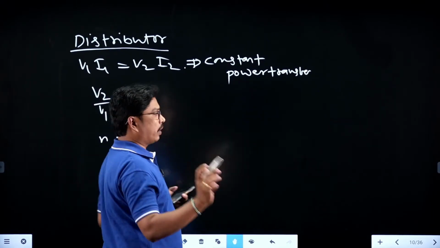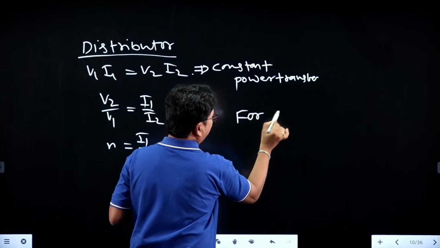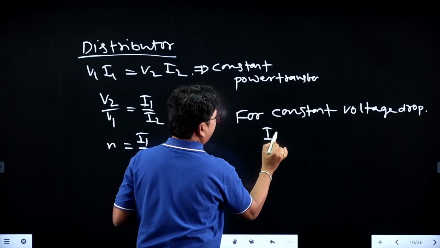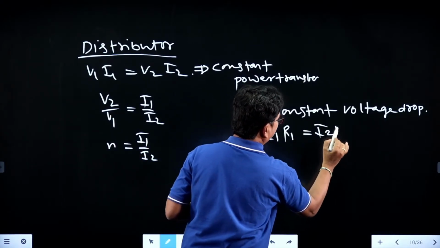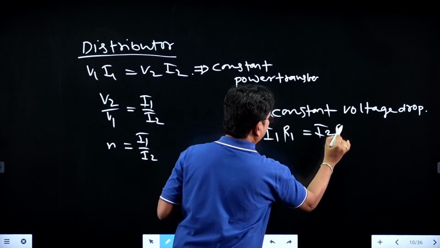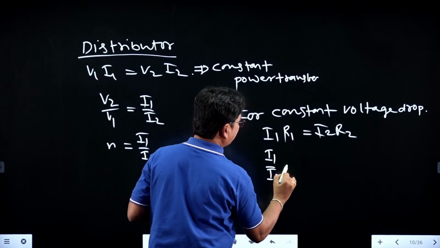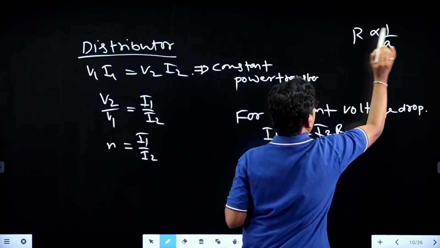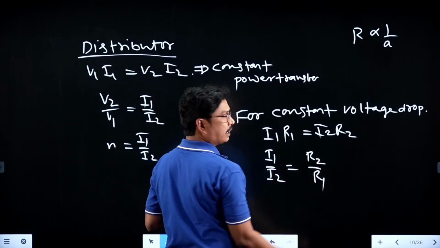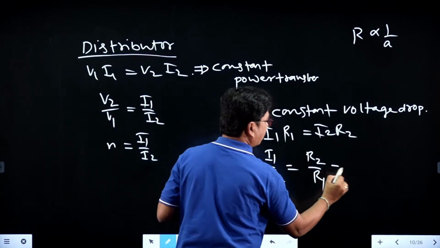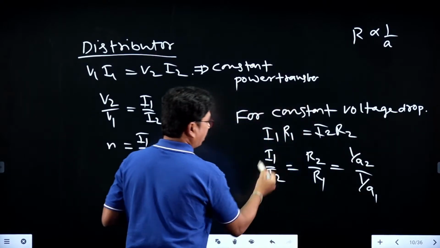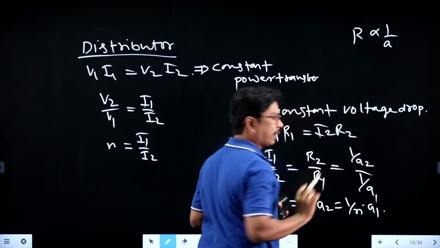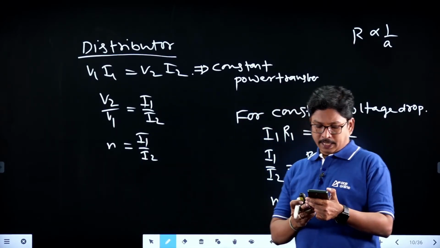Now in a distributor the voltage drop must be constant. For constant voltage drop, I1 R1 is equivalent to I2 R2. Now I1 by I2 is equivalent to R2 by R1, and we know that resistance is inversely proportional to the cross sectional area of the conductor, so you can substitute 1 by A2 divided by 1 by A1. So I1 by I2 is what? N. So solving from here, A2 is equivalent to 1 by N times A1. Check once, Ramagiri.